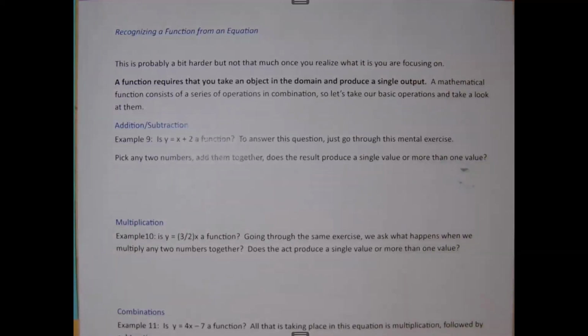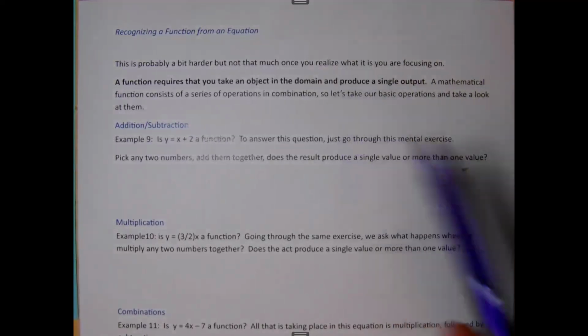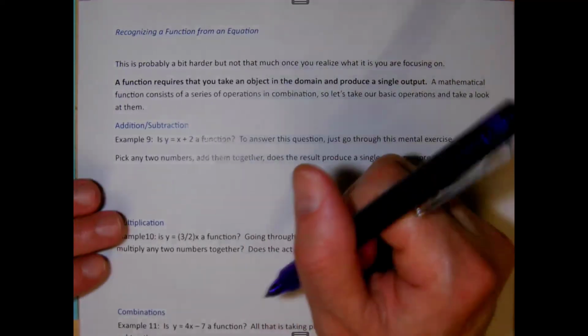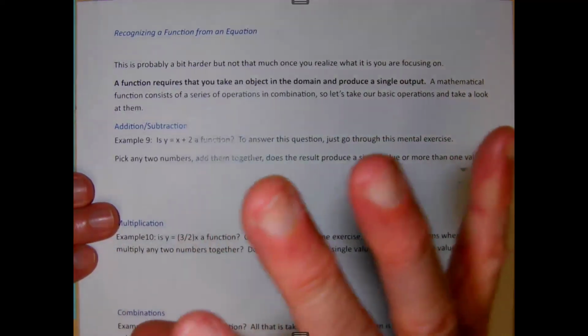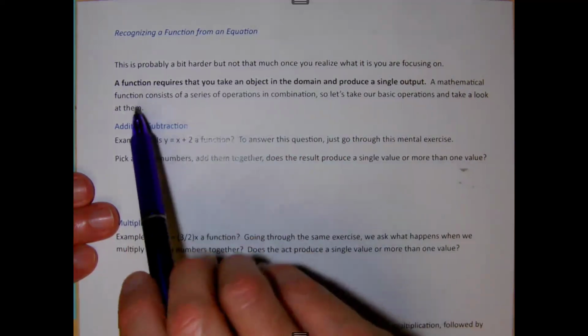Let's look at, we looked at graphs, we looked at ordered pairs, mappings. Now let's look at an equation. This is probably a bit harder, but not that much once you realize what it is you're focusing on. So let's go back and think about this for a second.